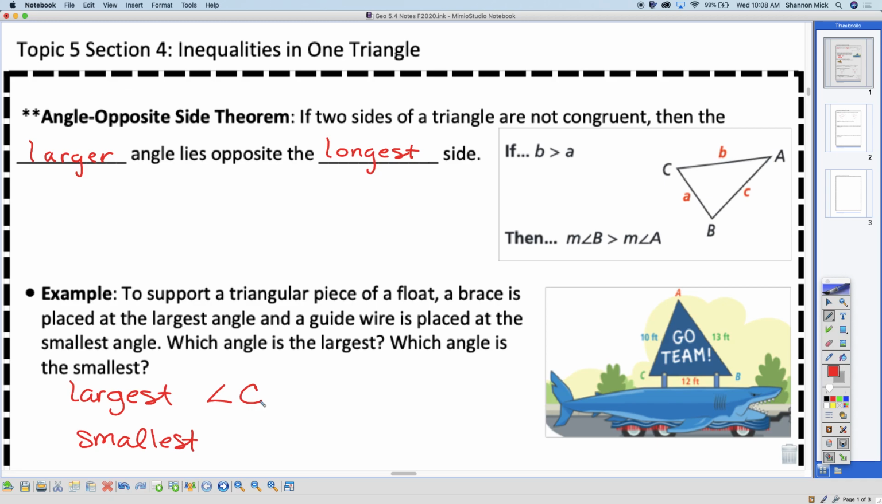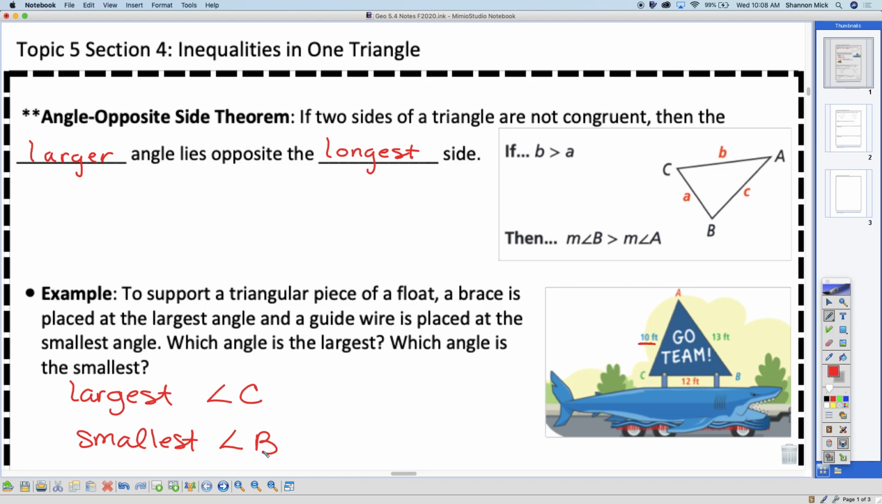What is my smallest? B. It would be A. It'd be B. It is B. Why is it B? Because 10 is smaller than 12. Okay, so angle B. So you just go by the numbers? Yep. The shortest side is across from the smallest angle. Always. The longest side is always across from the largest angle.